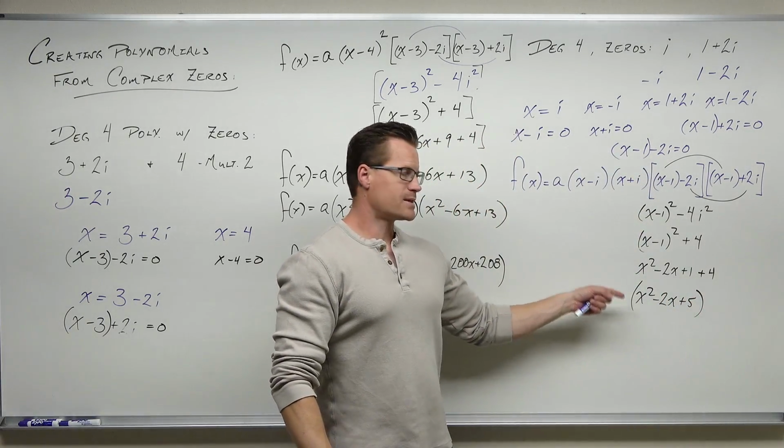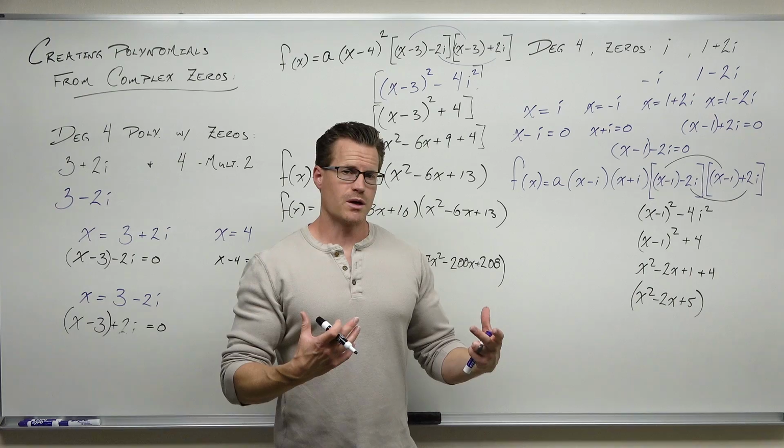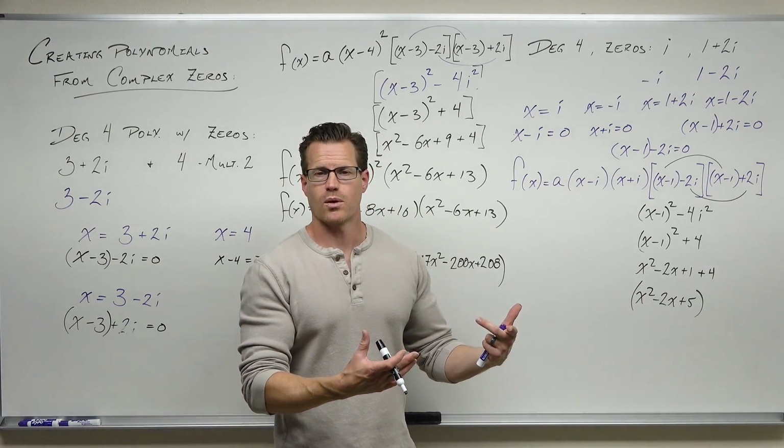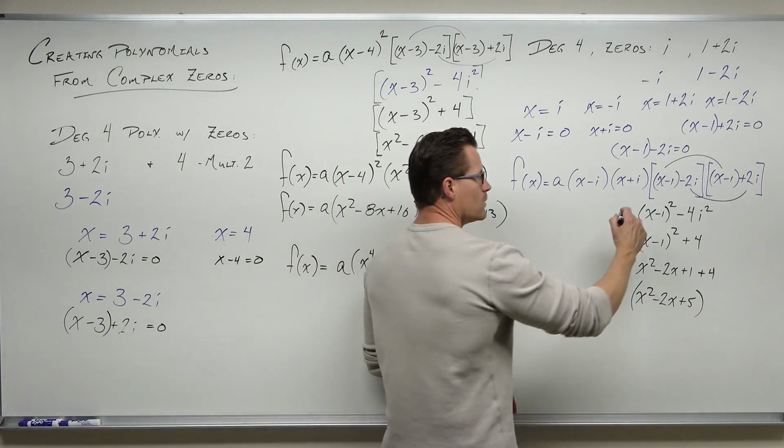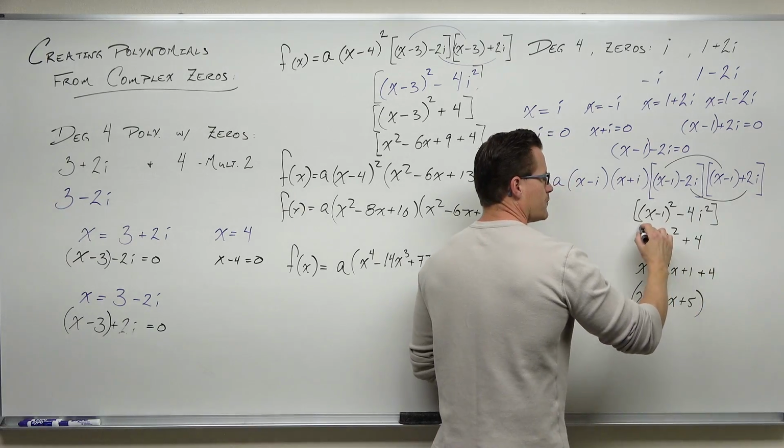And that right there is an irreducible quadratic over the real number system. That's an irreducible quadratic for our factored polynomial. All of this would be in some sort of factor.